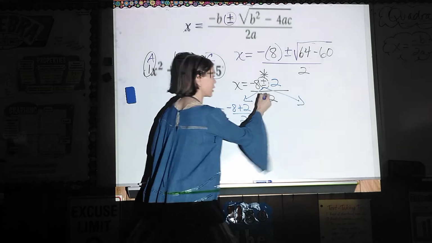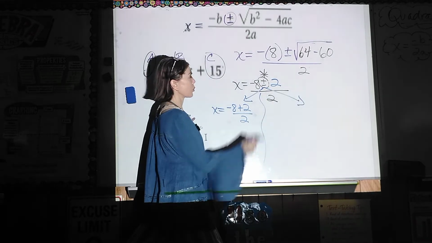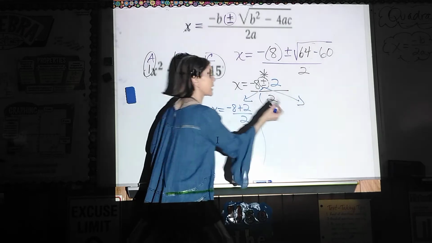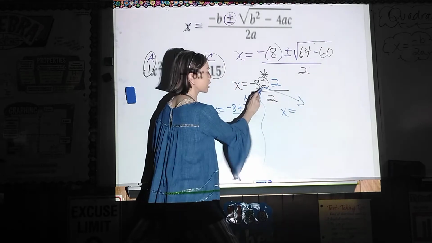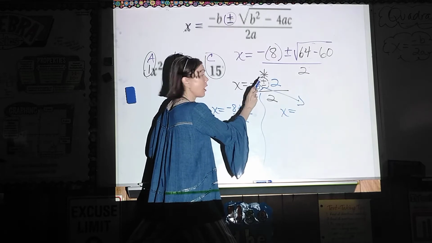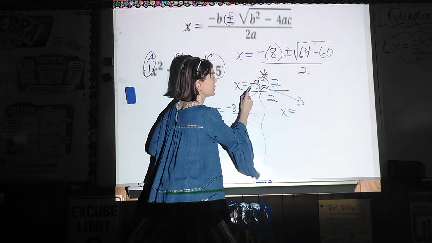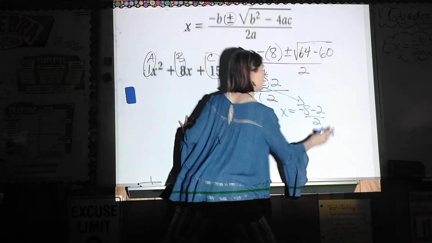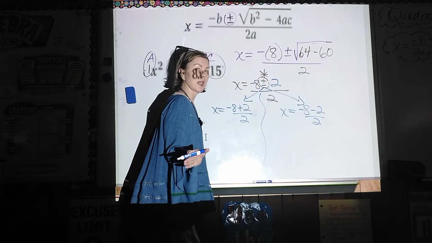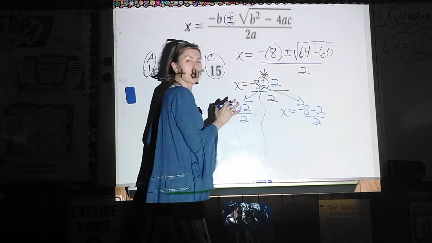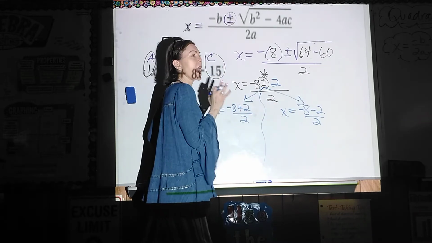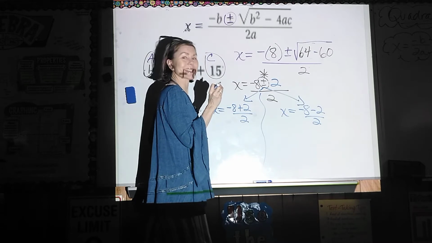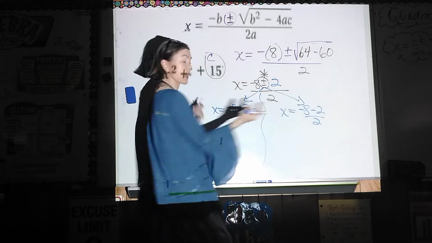On the left side, draw your squiggly. So we're doing the addition first. Then on the right side, x equals, you're going to do the subtraction: negative 8 minus 2, negative 8 minus 2 divided by 2. Are you with me? This is going to tell us how many solutions we have. How many times does that parabola cross over the x-axis? Maybe twice. Here we go.